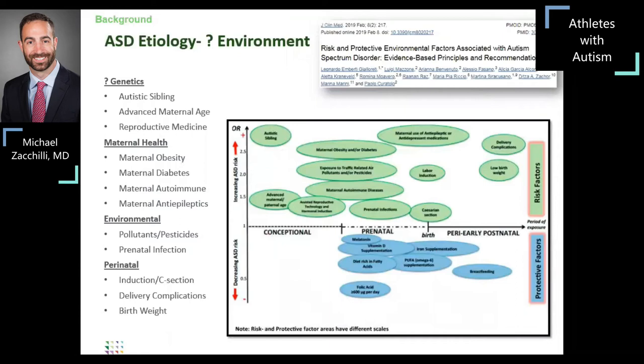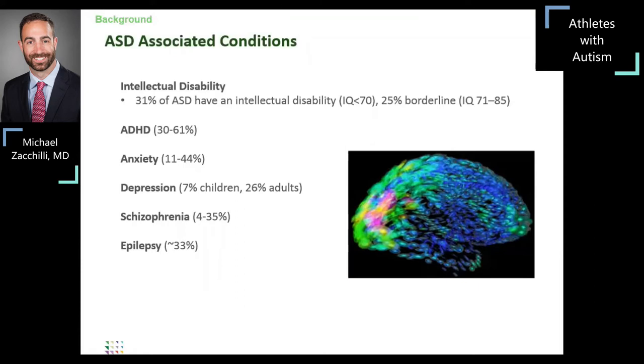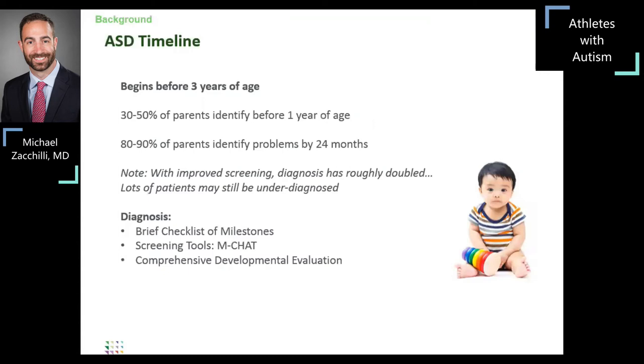So other things that can affect it, there is some suspicion that environment can play a role, 40 to 50%. The thought is that this is primarily with regards to how much of the disorder is presented. It can be highly associated with multiple additional conditions, and these also play a role in how we treat these patients. The timeline, this always begins before 3 years of age, and most of the children develop abnormalities by 2 years. They're not always diagnosed, however.